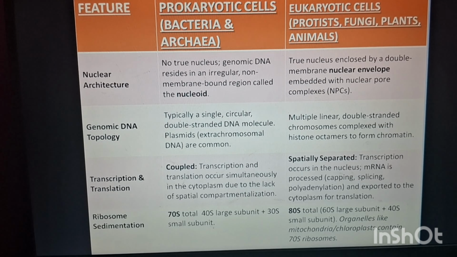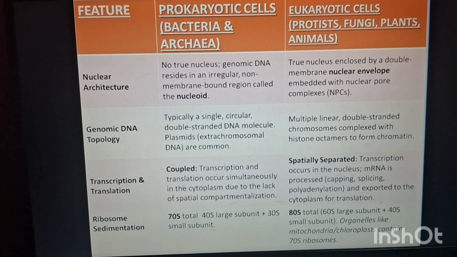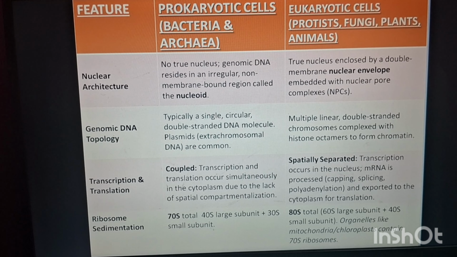Next, ribosome sedimentation. In prokaryotic cells, it is 70S total, 50S large subunit plus 30S small subunit. Next, in eukaryotic cells, it is 80S total, 60S large subunit and 40S small subunit. Organelles like mitochondria and chloroplast contain 70S ribosomes.